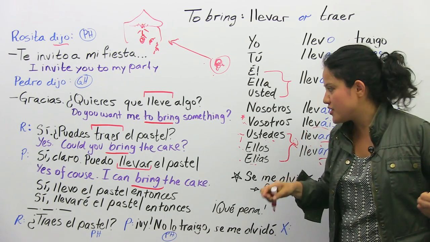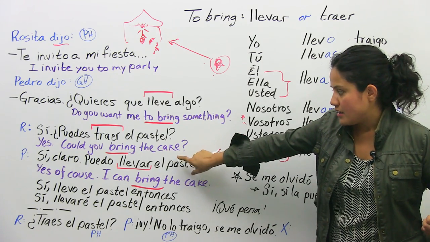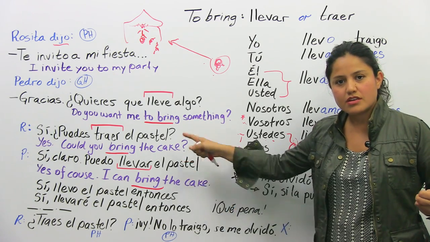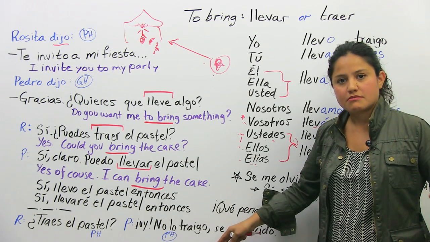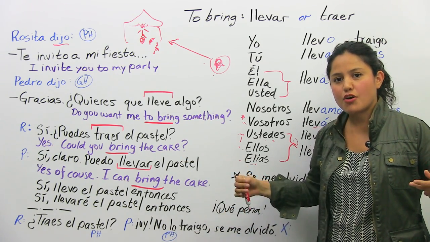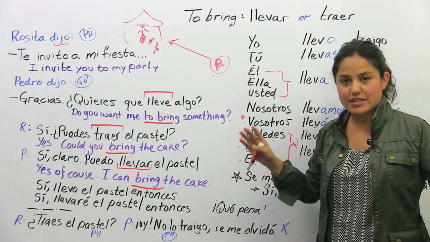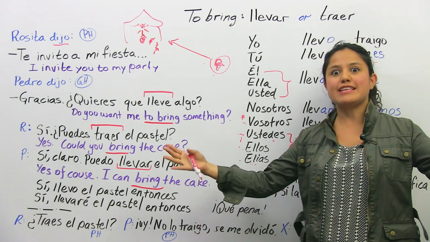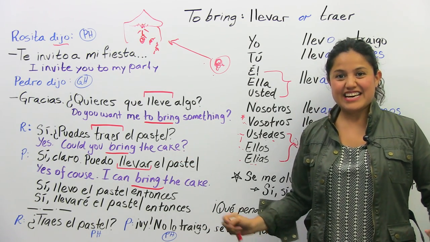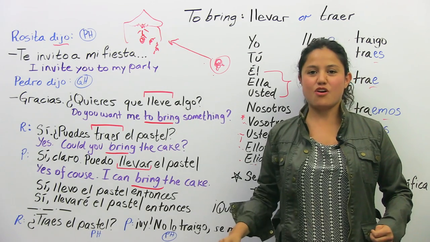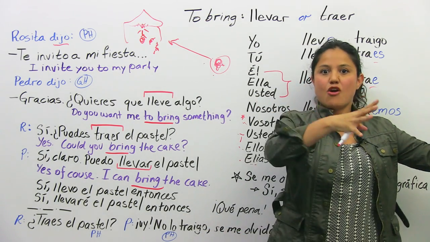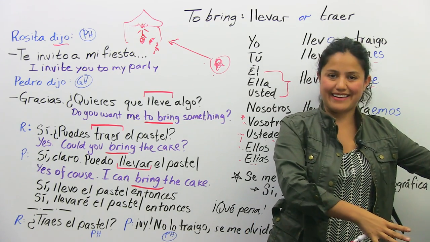Why is Pedro saying llevar here and traer here, if Pedro is the same person? Well, maybe because he has a lot of vocabulary, but that's an option. The other option is because Pedro is already at the party. He's not over there in his house anymore saying, oh, sí, lo llevaré. I'm bringing it. He's already where he was supposed to bring the cake.